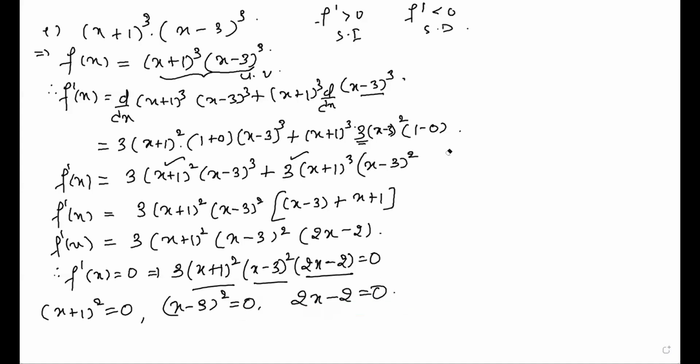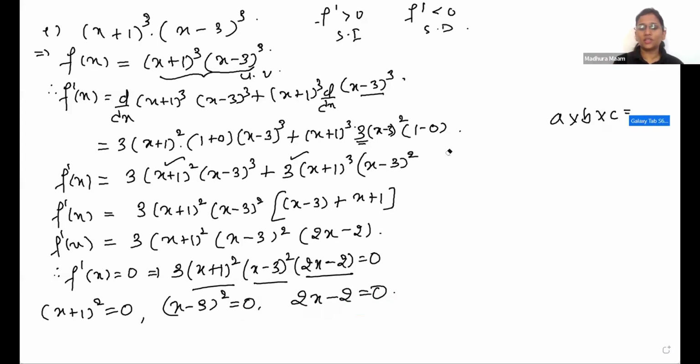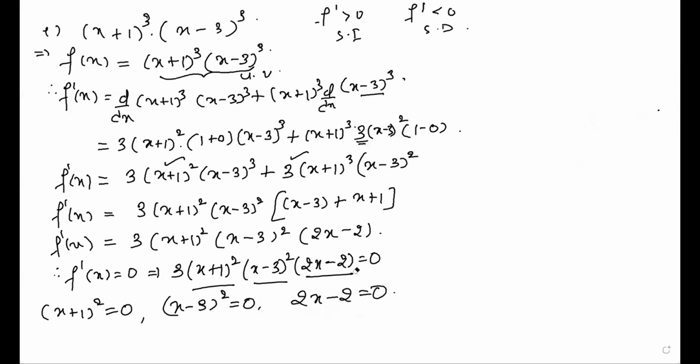Okay, all the multiplication of say a into b into c equals to 0. This is what you do in your quadratic also. 2 factors you'll get, so either first factor is 0 or second factor is 0. Similarly here, how many factors do I have? 3 factors. Correct? Yes, ma'am.